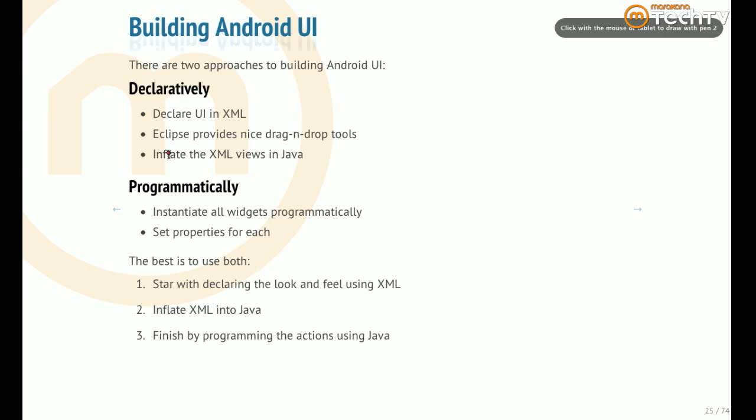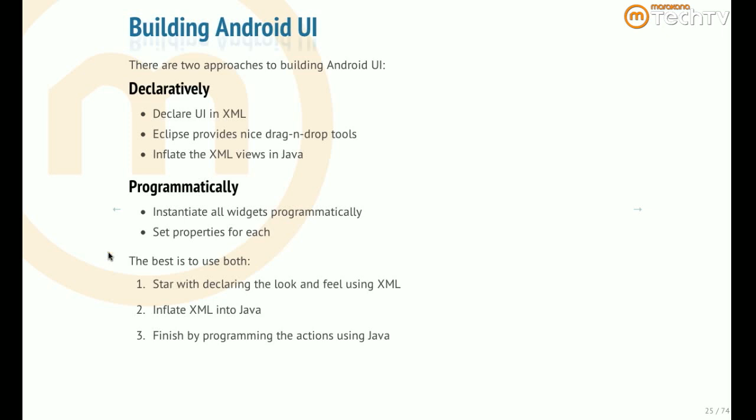You can do UI declaratively, and what that means is that you're essentially creating UI using XML. And that's a really nice way because you can use some graphical tools to help you out with that. The other approach is to do it programmatically. Basically, you write your Java, okay?